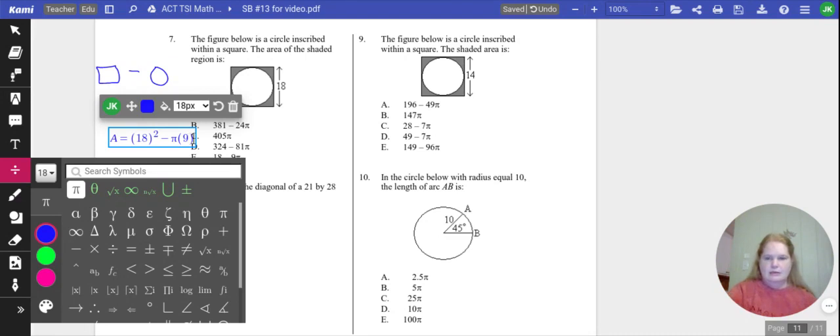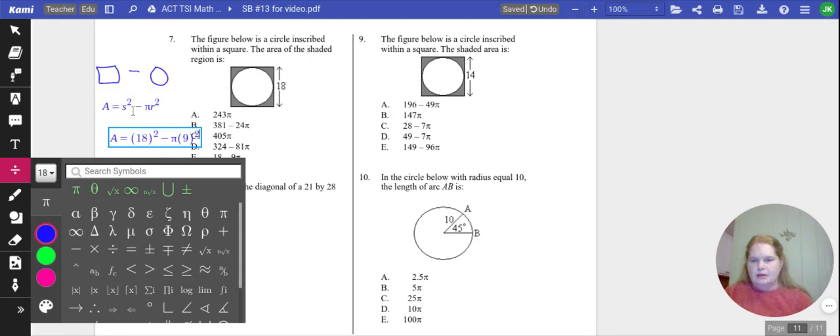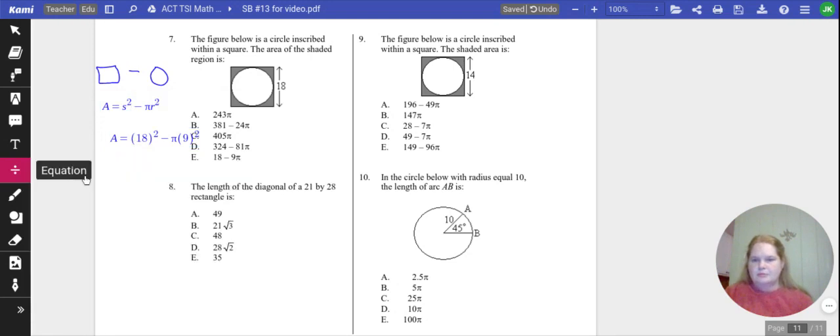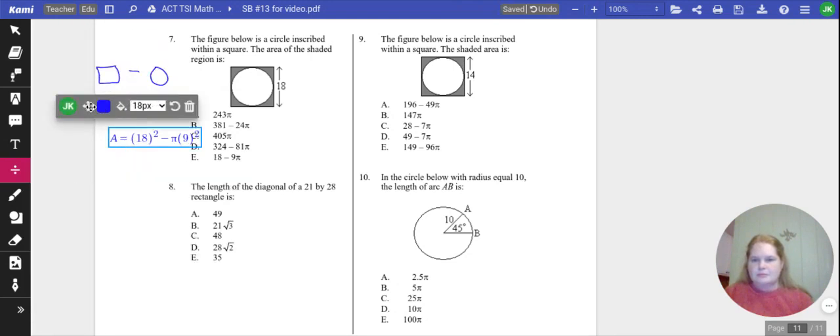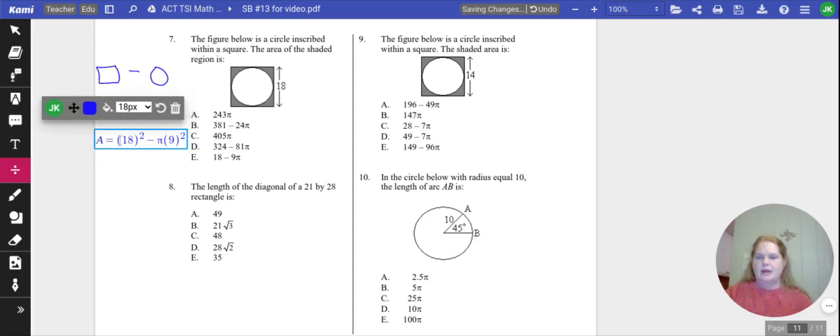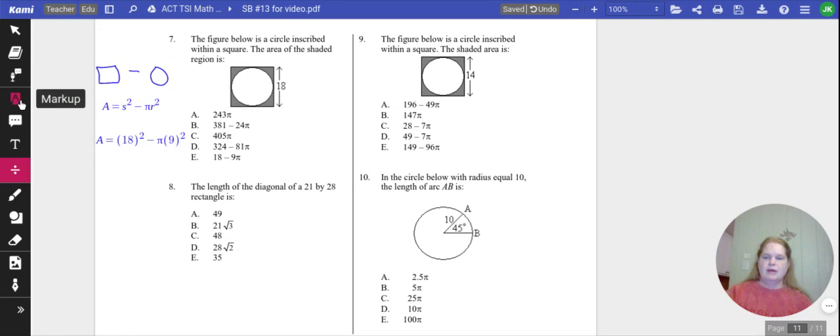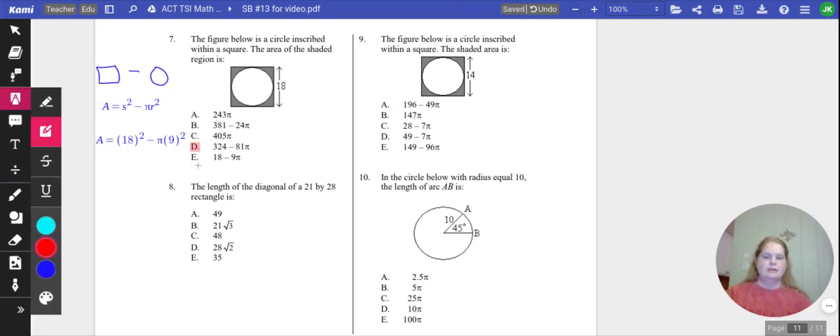R9 and then squared. Okay. Back to where we were earlier. 18 times 18, if you put them in the calculator, is 324. Minus 9 times 9 is 81, so my answer matches D. That's what I was saying. Why type it in on the computer, and I just took longer typing it twice. So the area of the square minus the area of the circle.